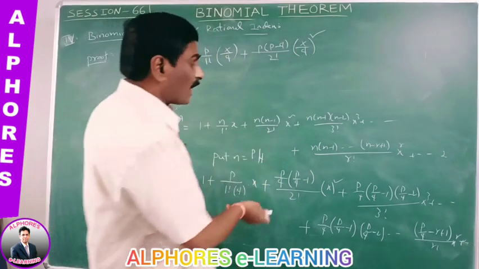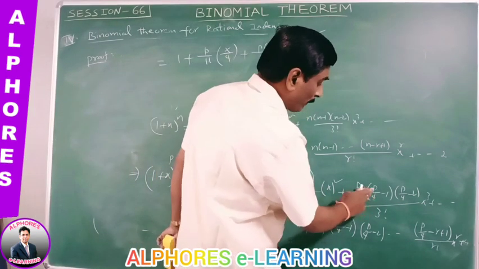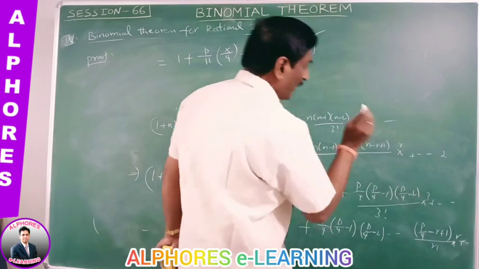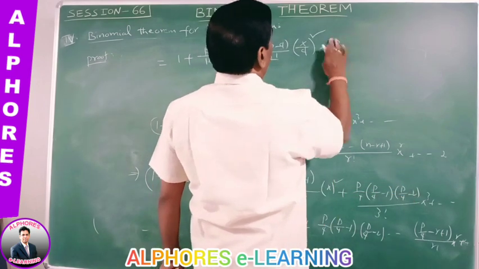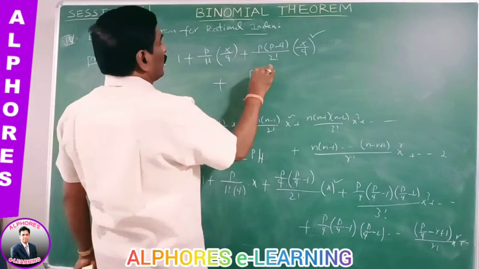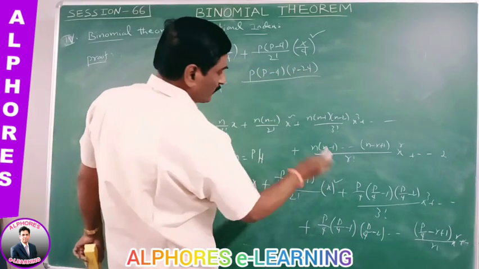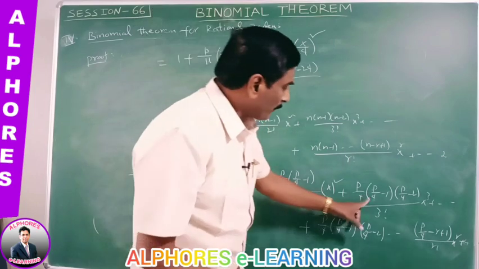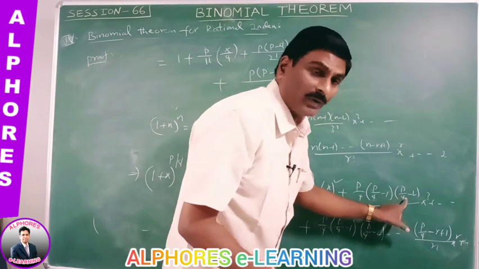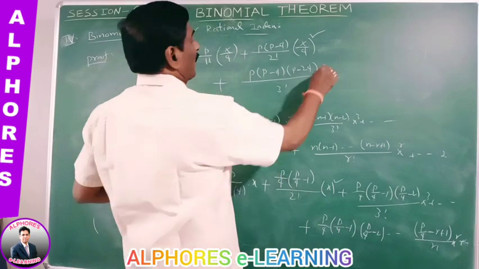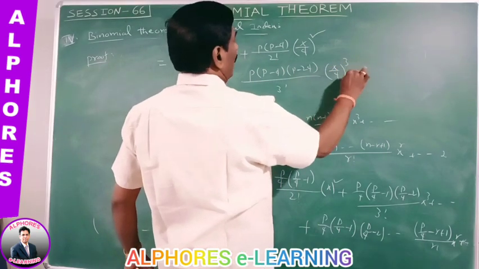Okay, next term, what is the LCM here? q, p minus q by q, here p minus 2q by q. That means p minus q into p minus 2q by 3 factorial into q cube, x cube by q cube, which means x by q whole cube. Please observe these values, plus so on.